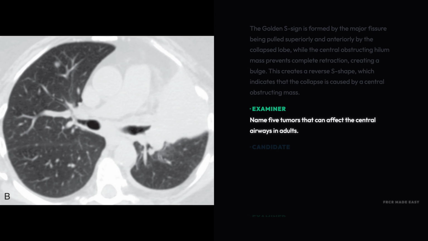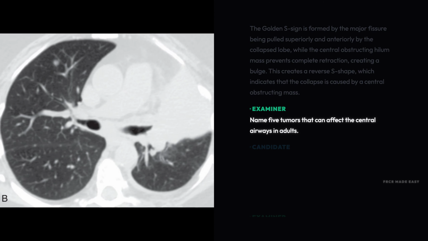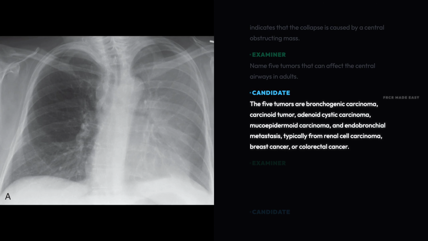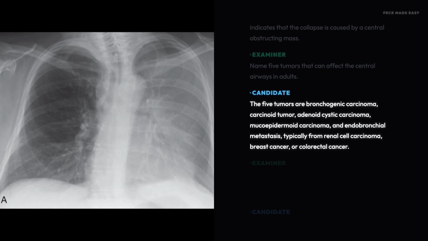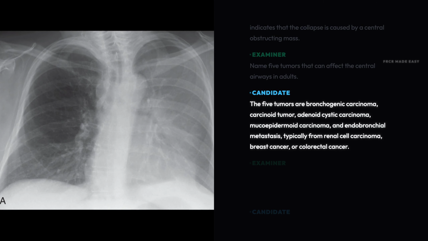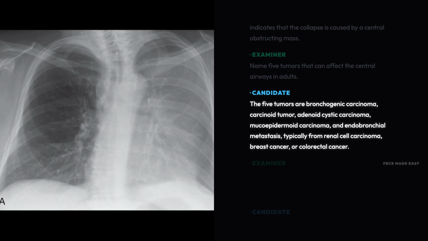Name 5 tumors that can affect the central airways in adults. The 5 tumors are bronchogenic carcinoma, carcinoid tumor, adenoid cystic carcinoma, mucoepidermoid carcinoma, and endobronchial metastasis, typically from renal cell carcinoma, breast cancer, or colorectal cancer.